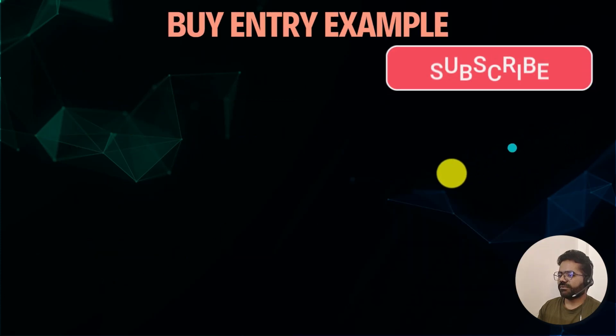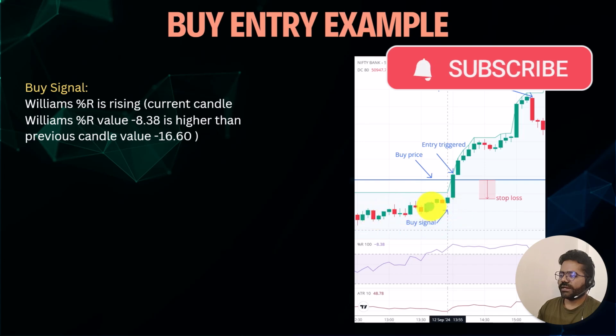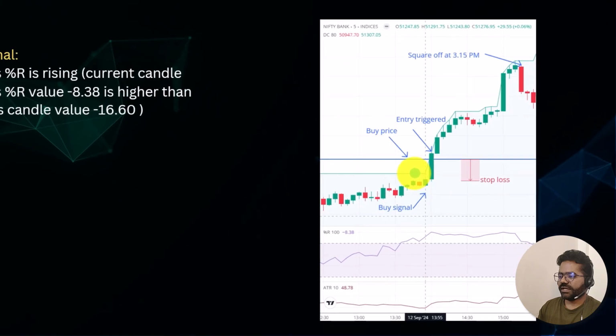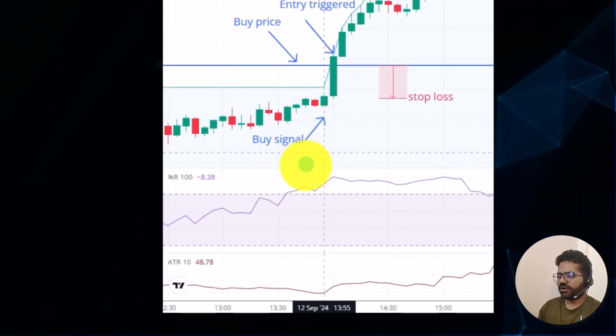Let's look at an example. So if you see in this chart, till here the market is range bound. We should only look for the candles which are near to either the Donchian Channel high or Donchian Channel low. Since we are looking at a buy example, let's look at the candles that are closer to the Donchian Channel high. So our first condition should be Williams %R is rising. For example, if you take this point, the Williams %R is rising. So this is where our buy signal is generated.